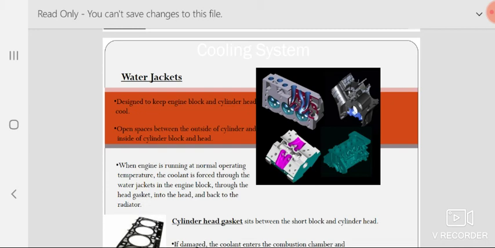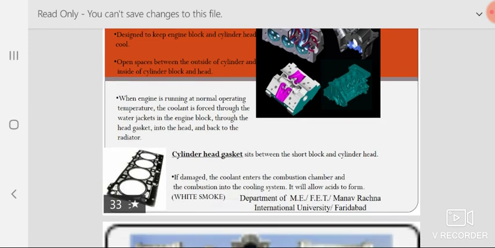When the engine is running at normal operating temperature, the coolant is forced to the water jackets in the engine block. When the engine is running at normal operating temperature, which is normal temperature in general, what happens? The coolant is forced to the water jackets in the engine block. Coolant is forced due to a pump through the head gasket into the head and then back to the radiator.